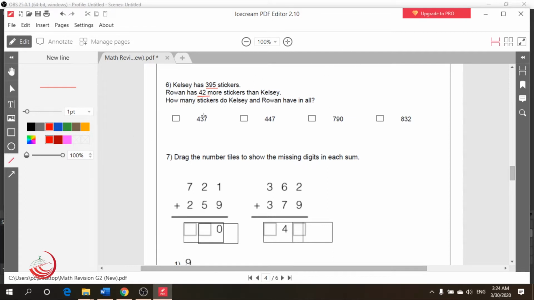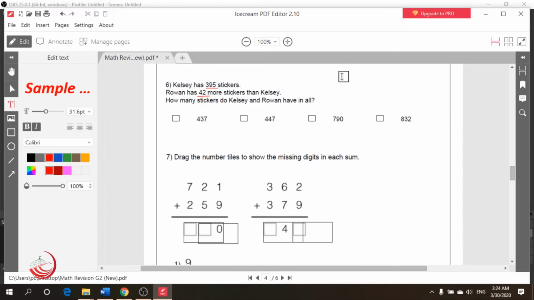So what I'm going to do here is to add these two numbers. Kelsey has 395 and Rawan here has 420. So the first thing here I'm going to do is to add these two numbers together. The handwriting is a little bit bigger, so let's reduce it to be more proper.